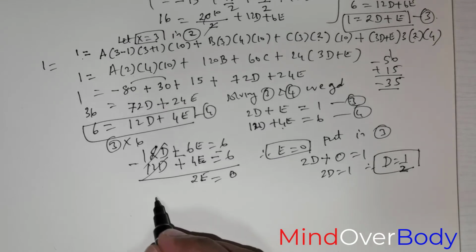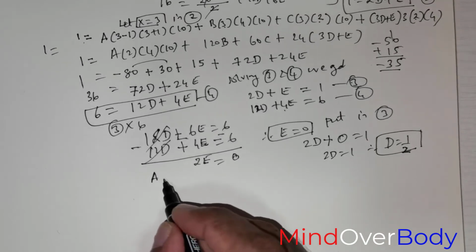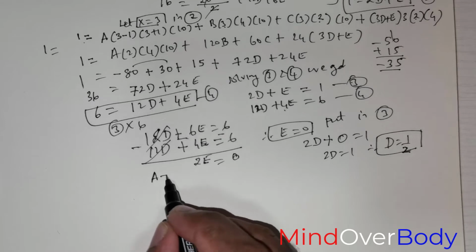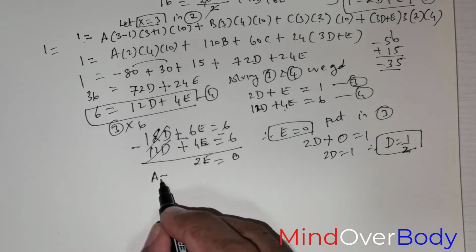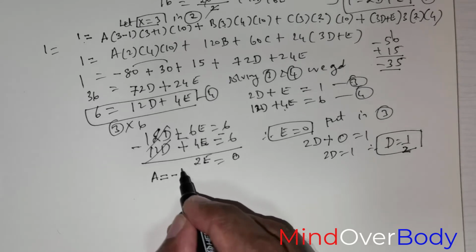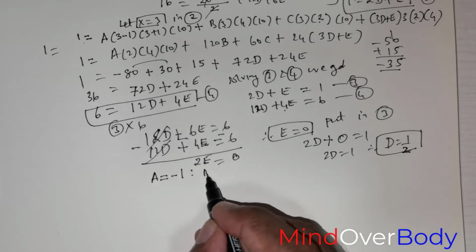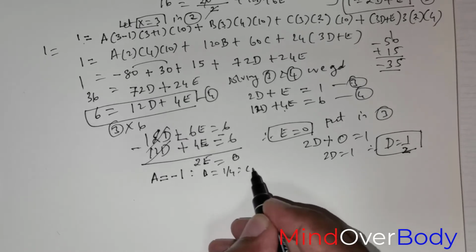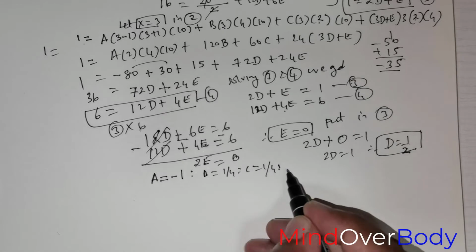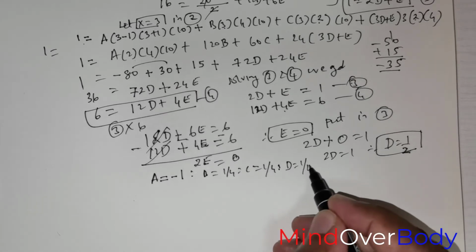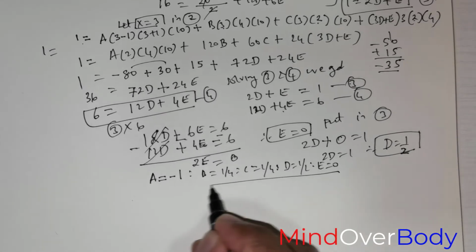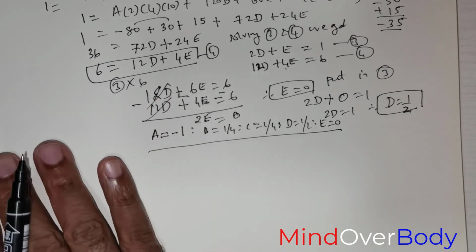So let me write them down. So therefore, a is negative 1, b is 1 over 4, c is 1 over 4, and my d is 1 over 2, and my e is 0.